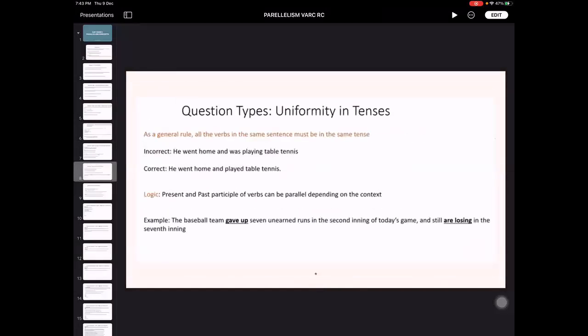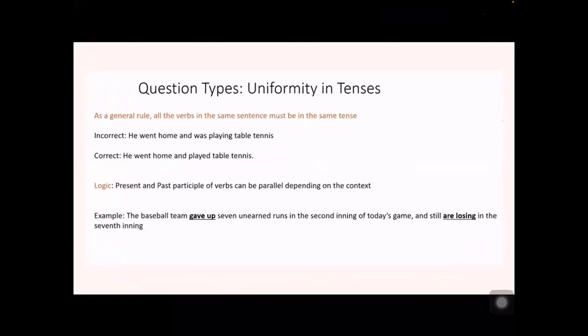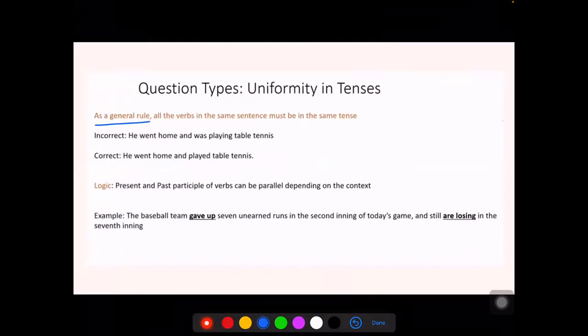Gerunds are done. Okay, uniformity in sentences. Uniformity in sentences is also very important, but it is something which everybody gets with experience, right? How the sentence can be said at the same time with the same tense. As a general rule, all the verbs in the same sentence must be the same tense. So this is a theory part, but we'll do it practically so as to understand very clearly. Here a sentence is written: he went home and was playing table tennis.